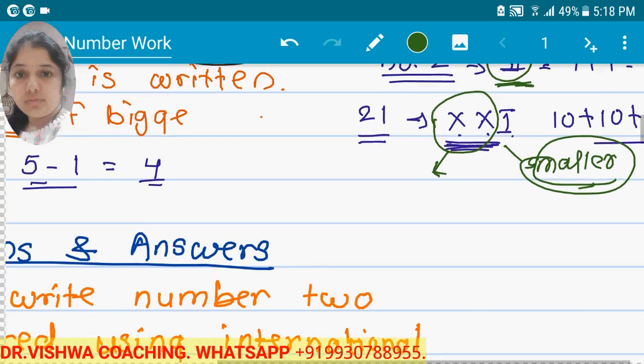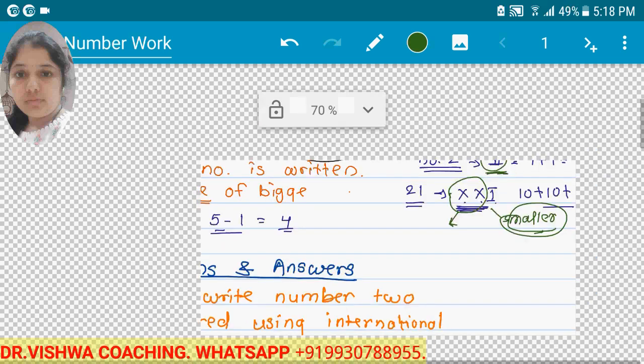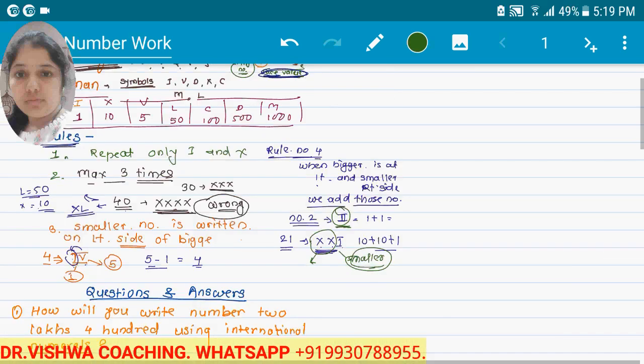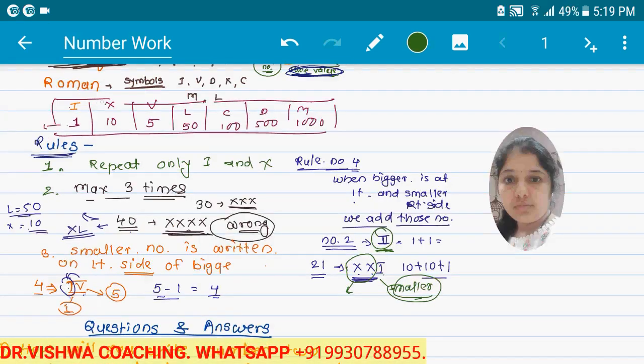Now see what we had seen. Some symbols are used in Roman numerals to represent our international number system. I represents 1, X represents 10, V represents 5, L represents 50, C represents 100, D represents 500, and M represents 1000. The very first rule is we can repeat only I and X out of these 7 symbols in Roman numbers, and we can repeat it a maximum of 3 times. This is our rule number 2.